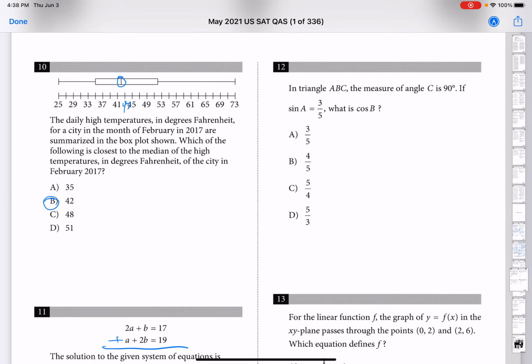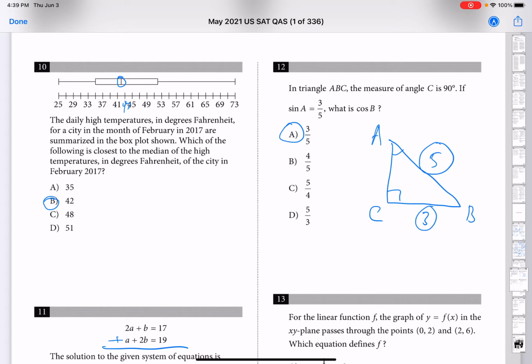In the triangle ABC, the measure of angle C is 90 degrees. So I'm just going to draw this really quick. C here is 90 degrees, and angle A is here. I'm going to put angle B here. Sine of angle A is 3 over 5. Cosine of angle B would also be 3 over 5. So the answer for number 12 is going to be A.